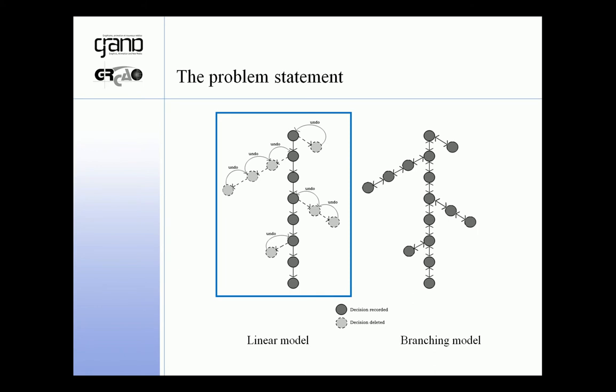In the linear model, on the left, history is maintained as a simple ordered list. Decisions that do not belong to this list are deleted. Commercial CAD packages frequently resort to this model to preserve the design history. It seems that valuable data is deleted during the undo process.